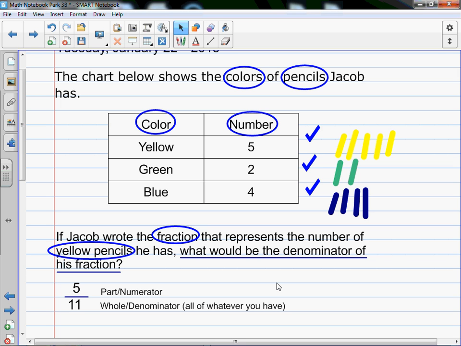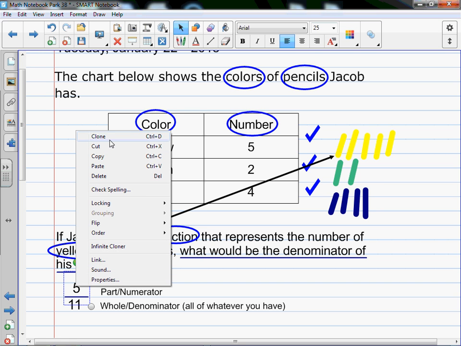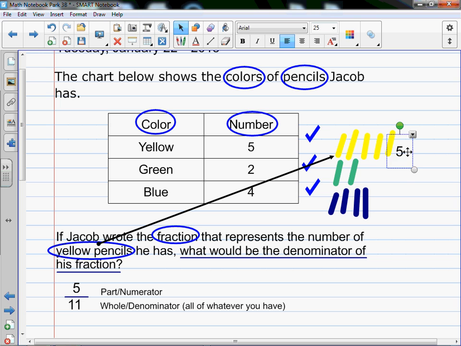Ryan? It is 5 because we're looking for the part of yellow color. Remember we're looking for yellow. And how many yellow are there? There's 5 yellow, aren't there? So the part of the whole is going to be the yellow. Just the yellow. Now all of them are how many? 11, right? So then what would be the denominator of his fraction that he has for the yellow?